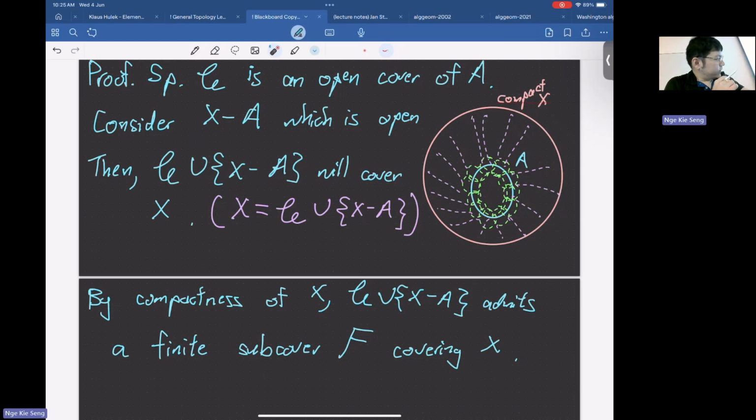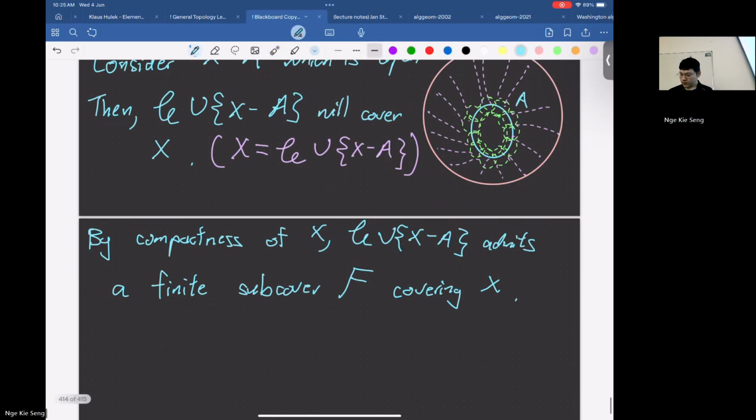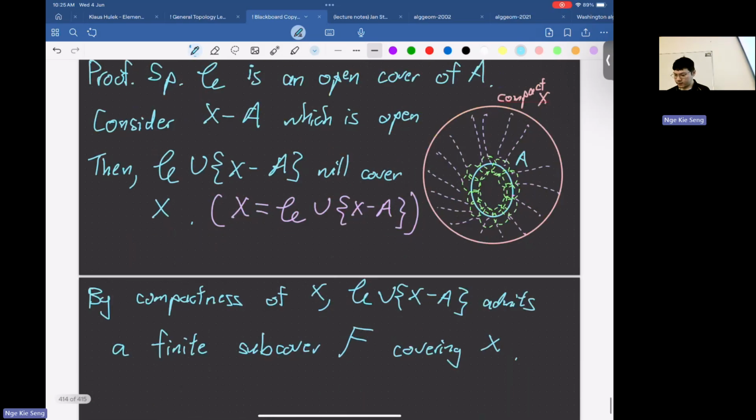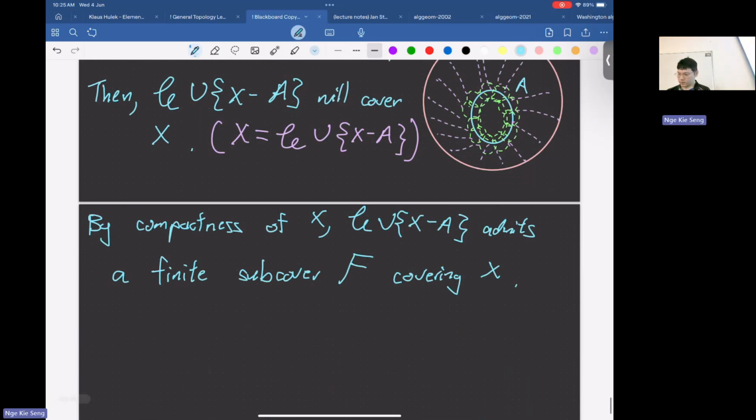So you're saying that A lives inside, because this is covering X. Okay, so let me write it down. So you say that A is in X, and then X equals F and that. Then you are done.